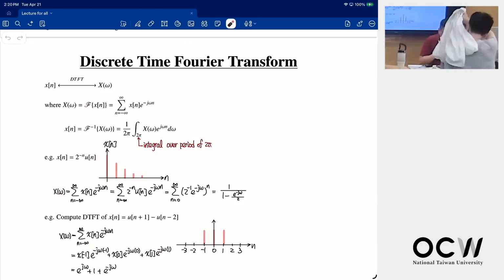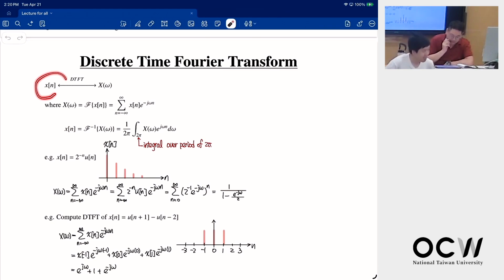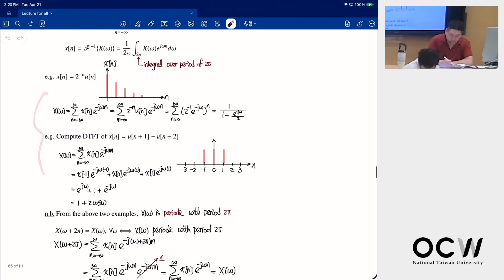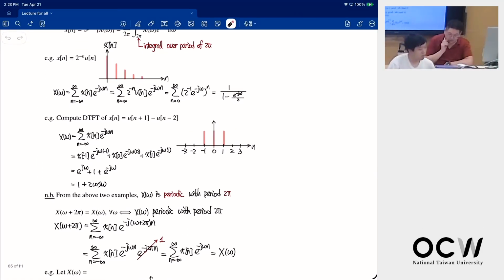Last week we talked about the discrete time Fourier transform, and we'll continue. Today we'll finish this. Okay. So I have a signal, and its discrete time Fourier transform will be X of omega. From the two examples, we saw that the discrete time Fourier transform is periodic. You see here we have cosine, and here we have cosine and sine, and the period is 2 pi. So the Fourier transform for discrete time is periodic with period 2 pi.